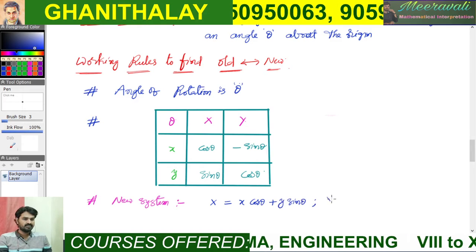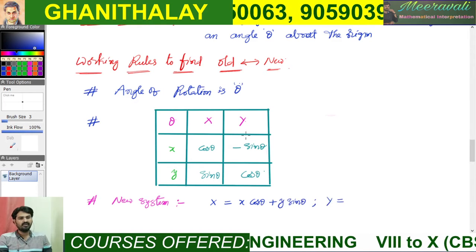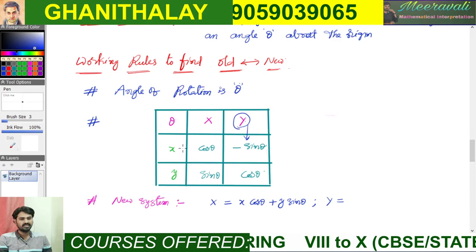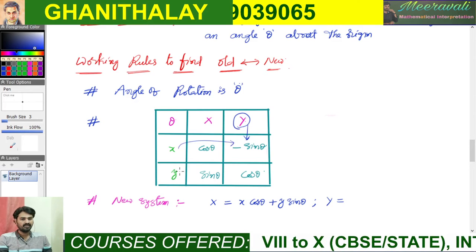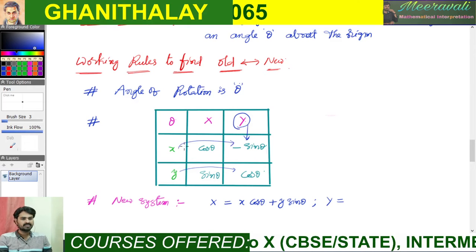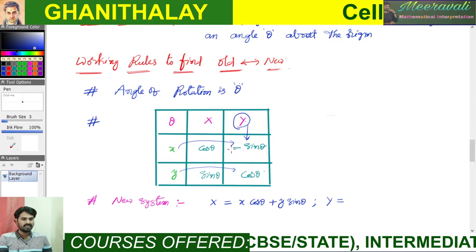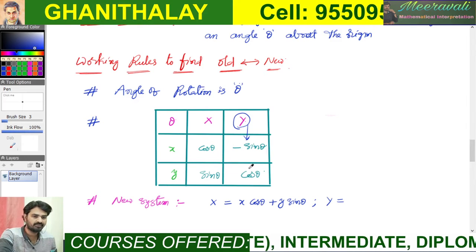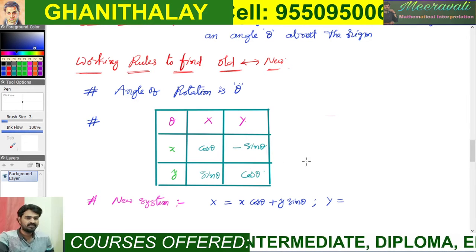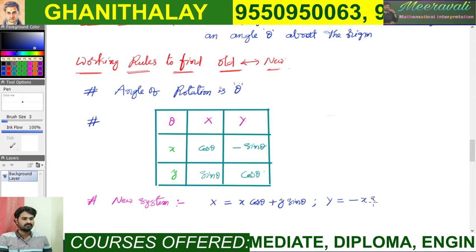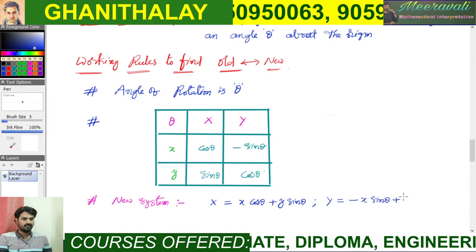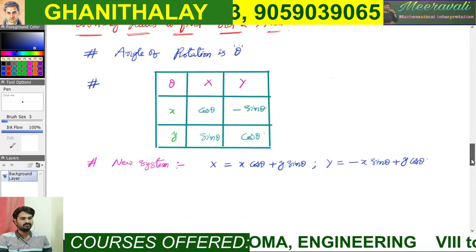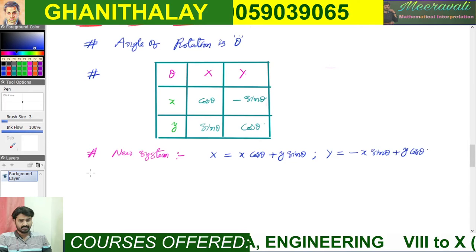Next, the same way, to find capital Y, you can write in this direction by this one and by this one. That means capital Y is equal to minus x sin theta plus y cos theta. Okay, how do you write? Capital Y is equal to minus x sin theta plus y cos theta. Okay, that gives the new system point.